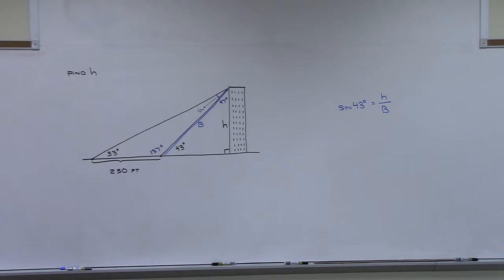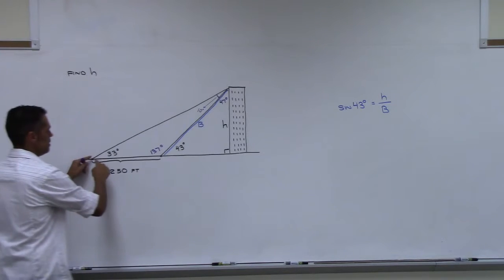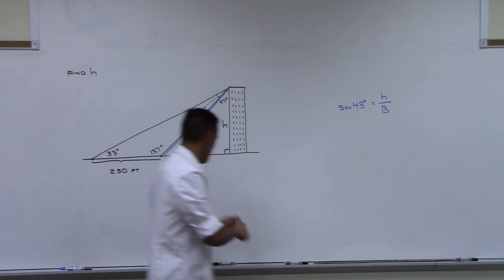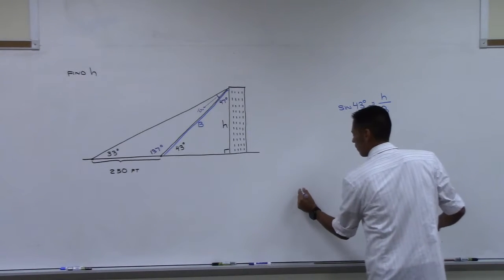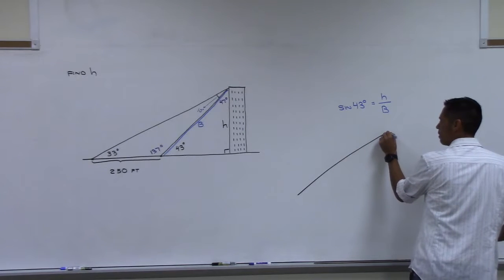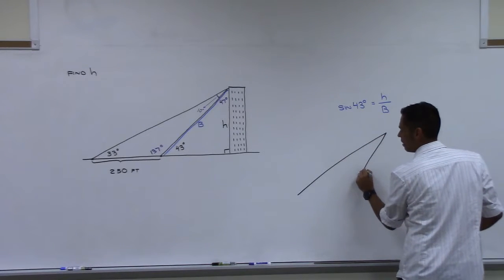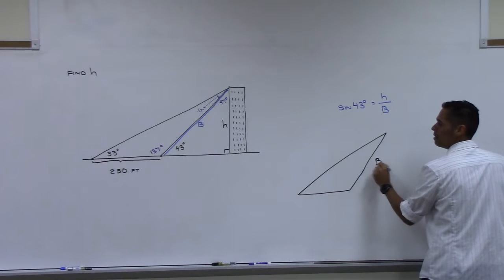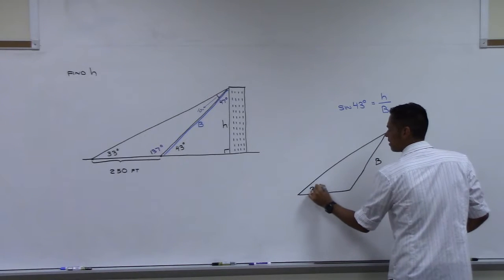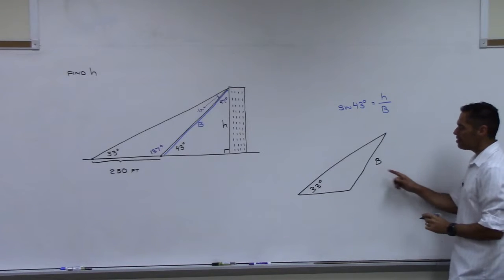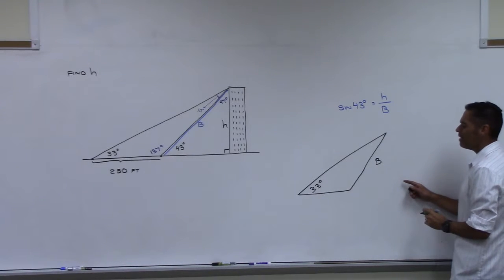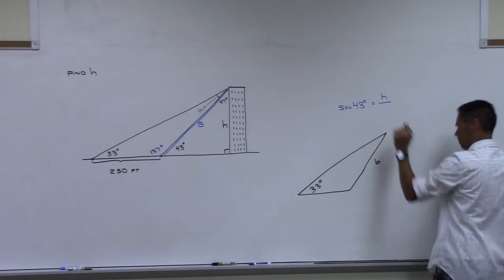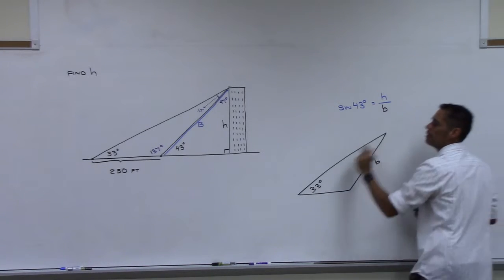Can we get B? Well, B is part of this triangle, isn't it? So let me just draw that triangle. It's a terrible triangle, but that's going to work. B's here. And then this is 33, that's the angle that goes with that B. Should we have called it little b? I think, let's call it little b. That's why we write in pencil.